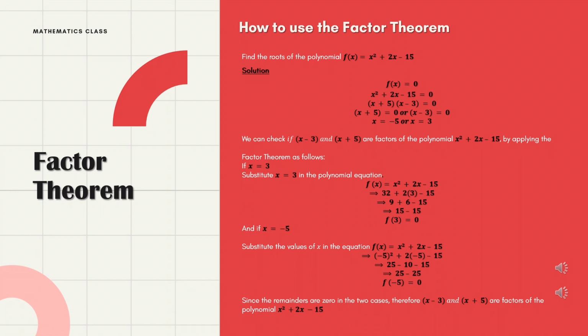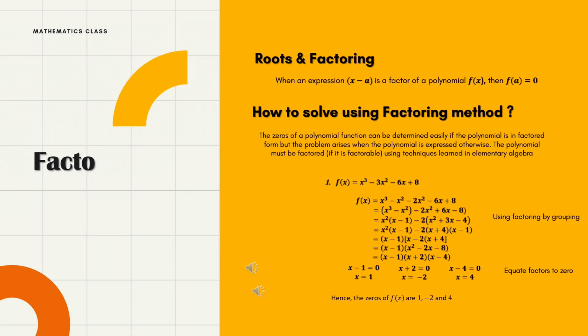So we need to substitute x in the polynomial equation. From this question, x is equal to 3 and x is equal to negative 5. Since the remainders are 0 in the two cases, therefore x minus 3 and x plus 5 are factors of the polynomial x squared plus 2x minus 15. Roots and factoring: when an expression x minus a is a factor of a polynomial f(x), then f(a) is equal to 0.